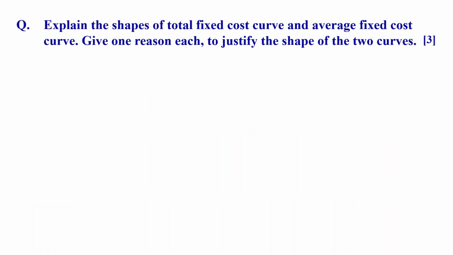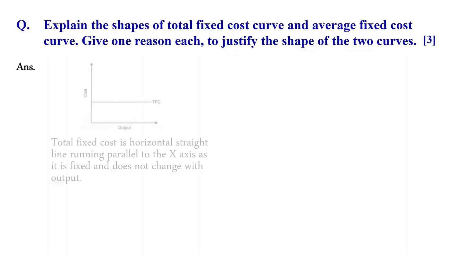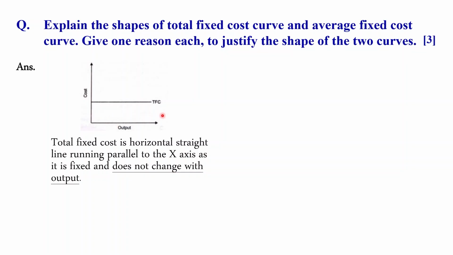The next question tests whether you understand how fixed costs behave graphically. Explain the shapes of total fixed cost and average fixed cost curve. Give one reason each to justify the shape of the two curves. This is a 3-mark question, so examiners expect at least 2 clear shapes and 2 clear reasons. First, total fixed cost. The TFC curve is a horizontal straight line parallel to the x-axis. Why? Because fixed cost does not change with output and must be paid even when production is 0.